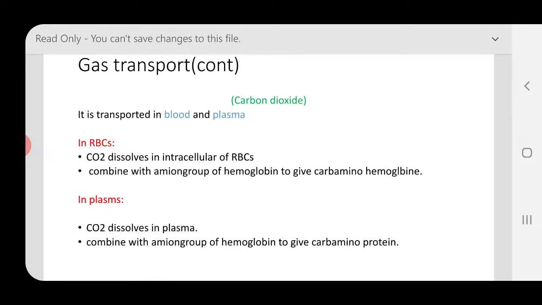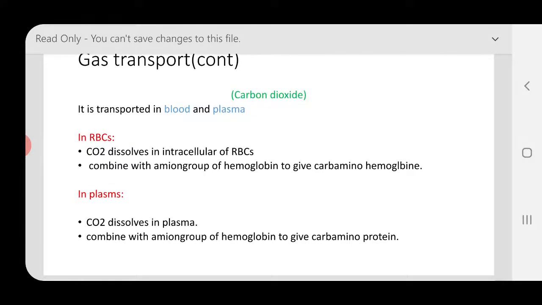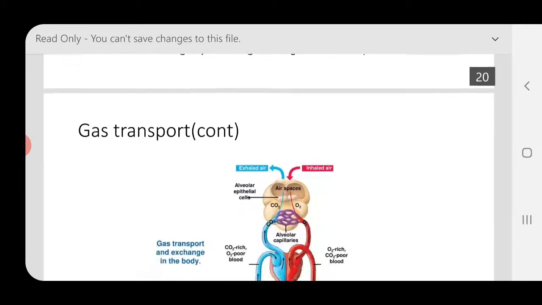In RBCs, carbon dioxide dissolved intracellularly in the red blood cells combines with the amino group of hemoglobin to give carbaminohemoglobin. The second way of transportation is in plasma: carbon dioxide dissolves in plasma and combines with the amino group of proteins to give carbamino protein, not hemoglobin as in the RBCs.